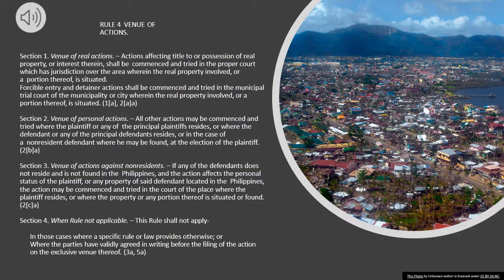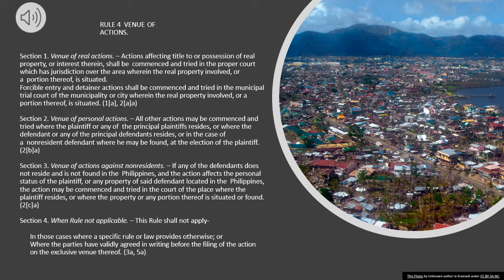Rule 4. Venue of Actions. Section 1. Venue of Real Actions. Actions affecting title to or possession of real property, or interest therein, shall be commenced and tried in the proper court which has jurisdiction over the area wherein the real property involved, or a portion thereof, is situated. Forcible entry and detainer actions shall be commenced and tried in the municipal trial court of the municipality or city wherein the real property involved, or a portion thereof, is situated.